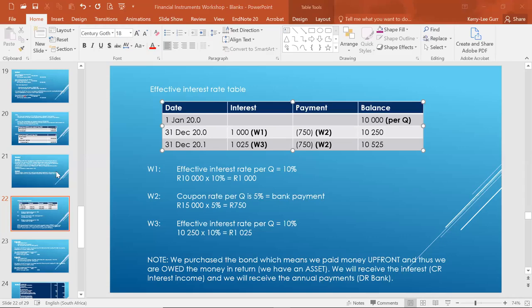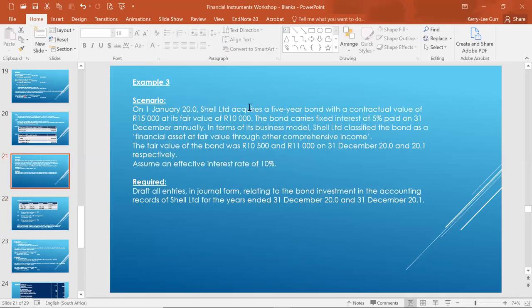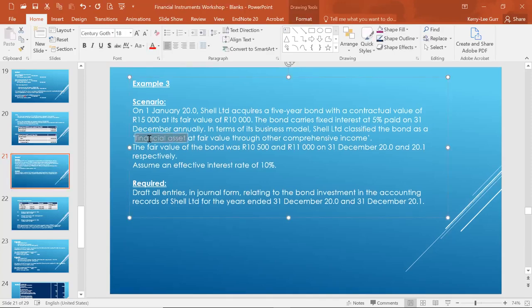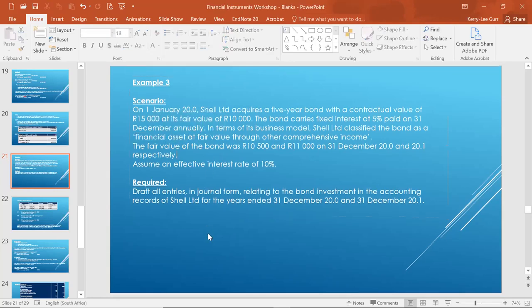Okay, some students are asking why it's a financial asset. Okay, so they're acquiring the bond with the contractual value. What they're saying here is they are buying the bond. So if they're buying something, they're paying for it today, and they are going to be getting that money back in the future. Your question also gave you the information that it was a financial asset, so you didn't have to guess on that front. It was given to you in the question as well.